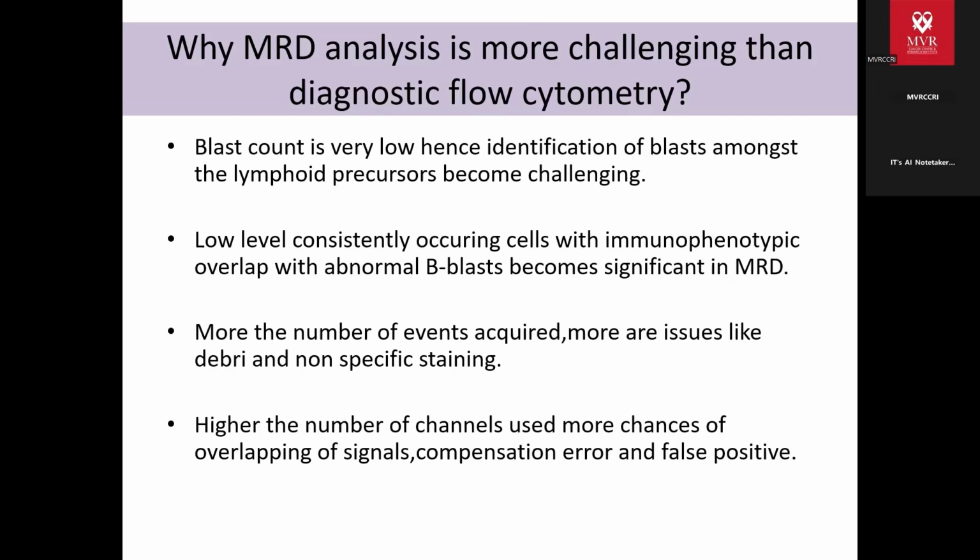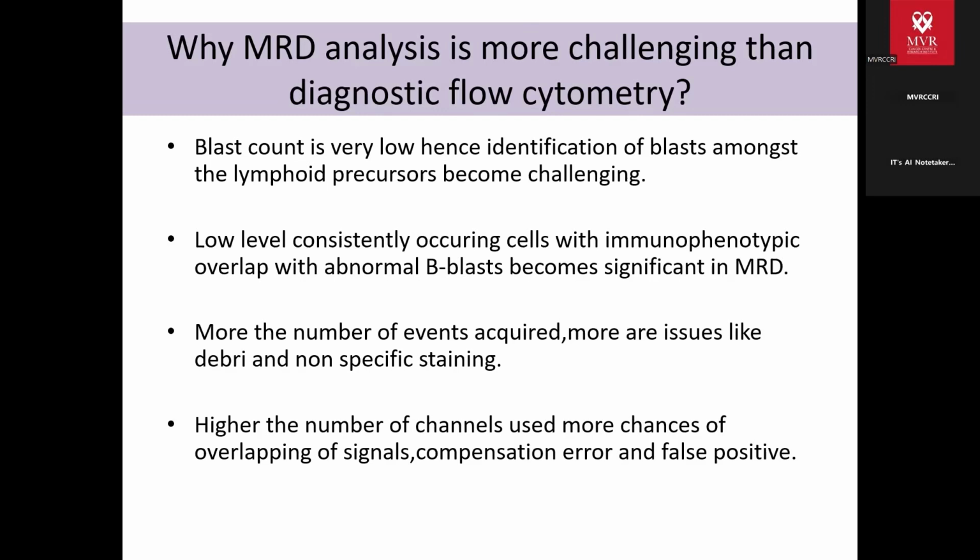Then the more events we acquire, the more issues arise, like debris, non-specific staining, and one cell, the NK cell, aberrantly taking up CD90. So many issues start coming as the number of events we acquire increases. In a diagnostic marrow, we are acquiring only 1 lakh events. But in MRD, it is up to 10 lakh, 20 lakh, that is 1 million, 2 million, 4 million events. So the more events, the more the challenge.